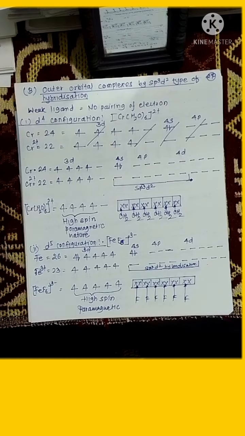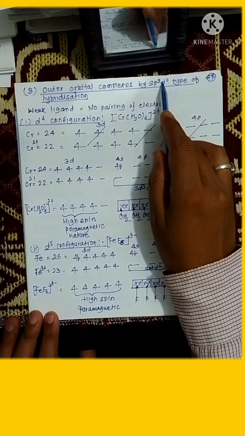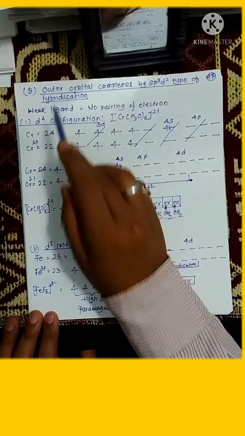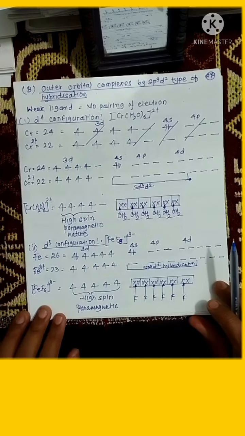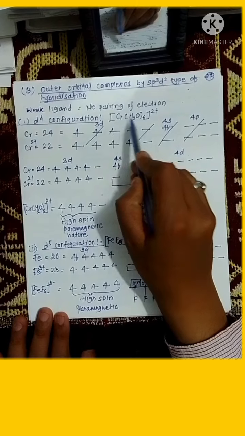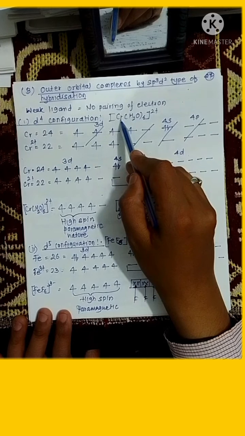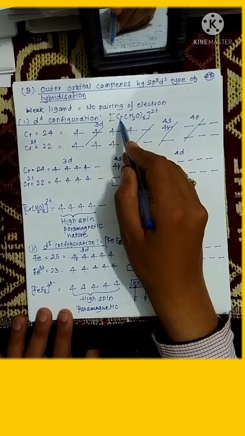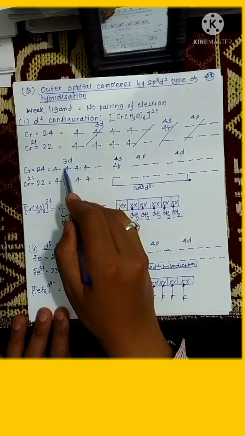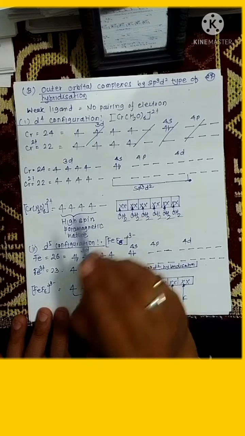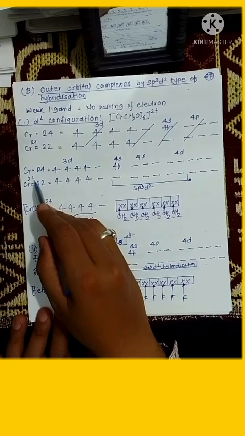Now we are going to see outer orbital complexes which have sp3d2 type of hybridization. So just see the complex Cr(H2O)6 2 plus. In this complex, the atomic number of chromium is 24. Electronic configuration can be written as 3d4 4s2. In this complex, chromium is present in the 2 plus oxidation state.